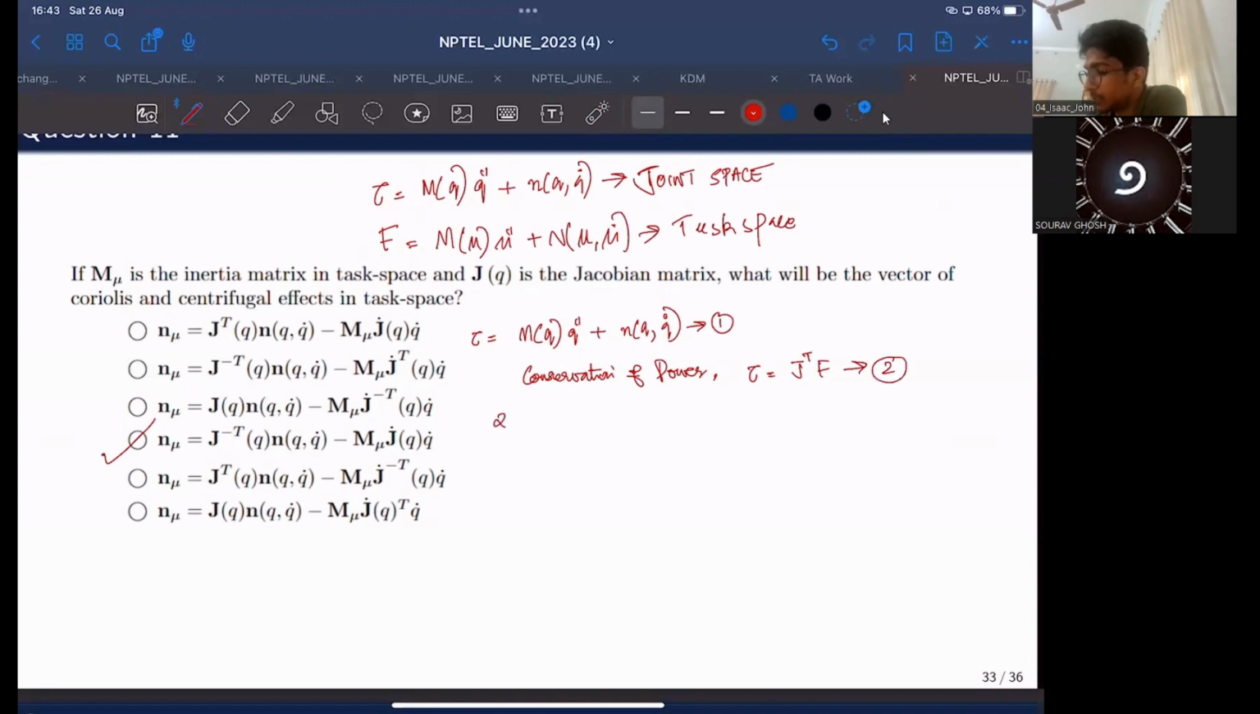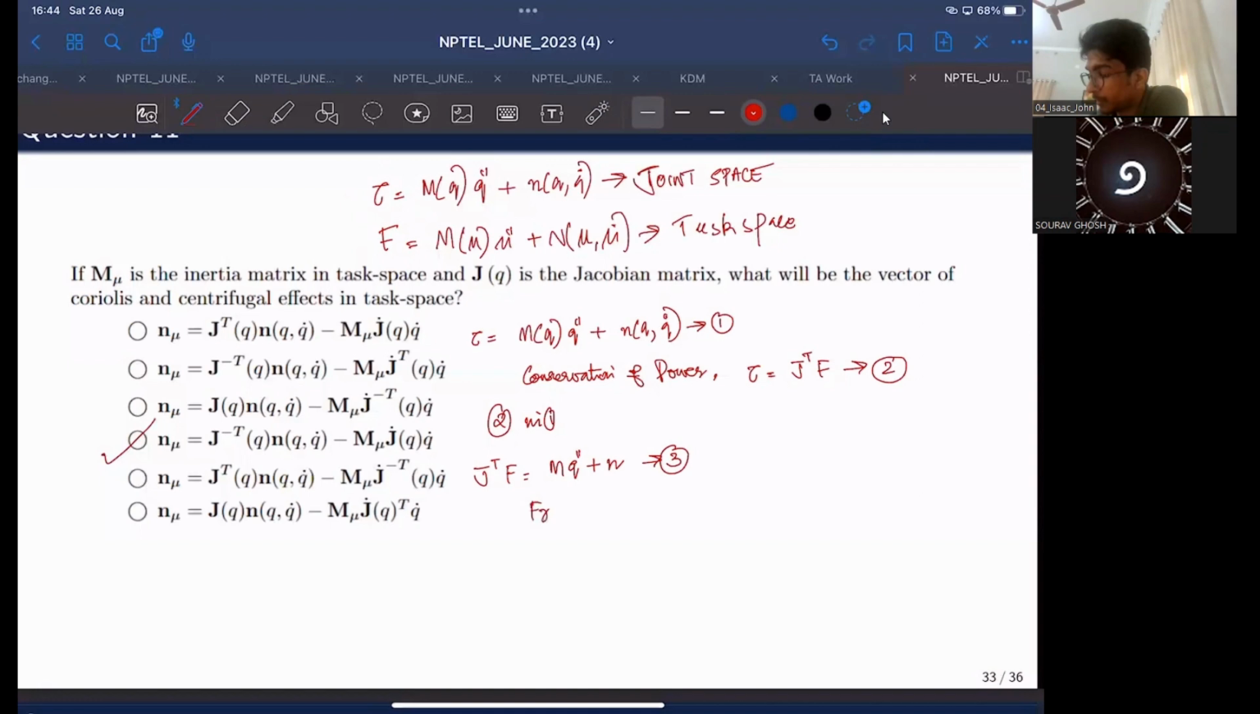Right? So substituting 2 in 1, we will get J transpose F is M. I'm not writing the brackets. I'm assuming that to be function of Q, Q double dot plus N. Let this be equation 3. And what is the kinematic mapping between task space and joint space?